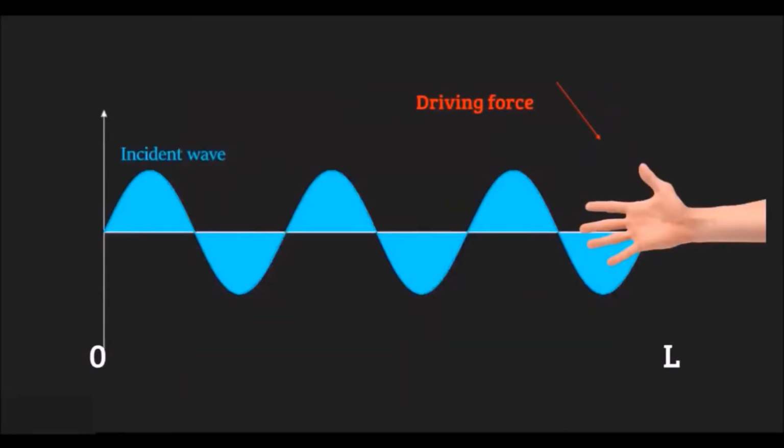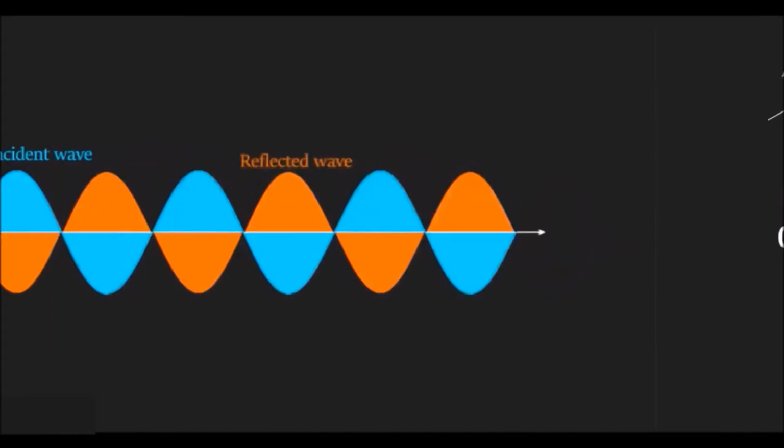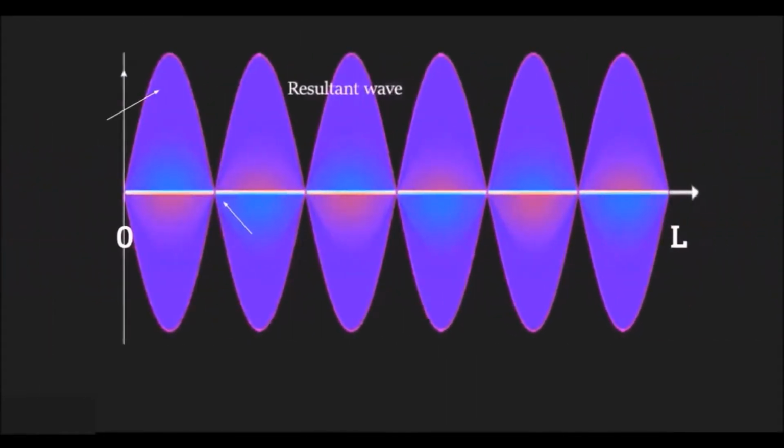To illustrate this, we'll use the example of a string attached in one of its ends to a wall and with the other end attached to a driving force. As soon as we start shaking the string, transversal waves will start traveling throughout the string, only to face the wall and bounce back, traveling with the opposite direction and starting to interfere with incoming waves. This will generate an interference pattern, standing waves.